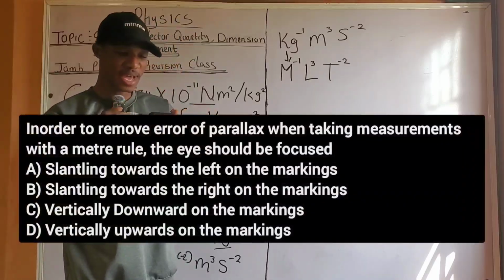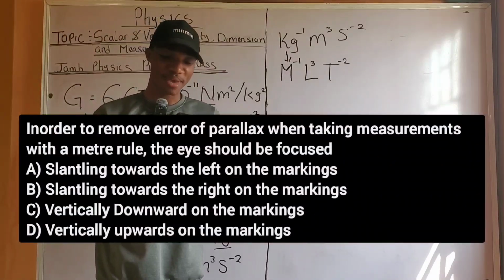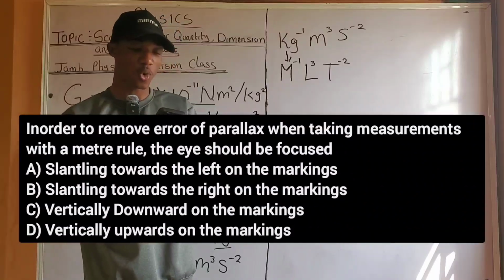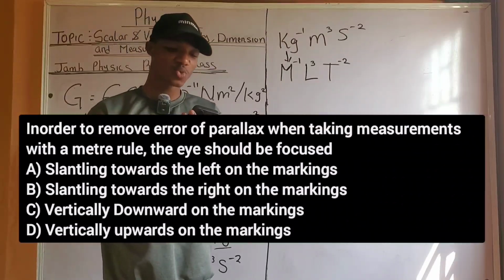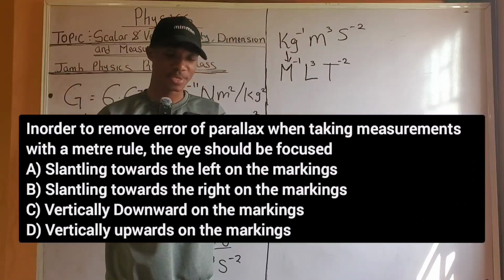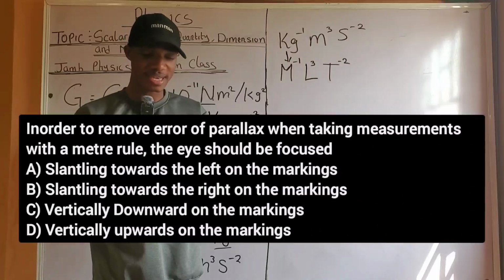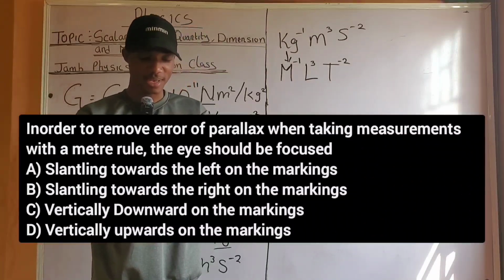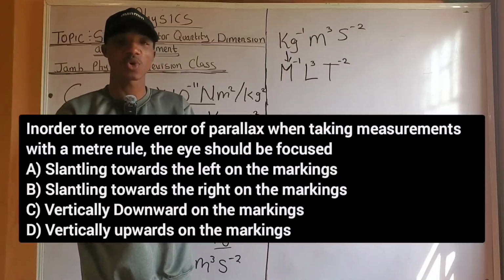In order to remove error of parallax when taking measurement with a meter rule, the eye should be focused A. Slanting towards the left on the markings. B. Slanting towards the right on the markings. C. Vertically downward on the markings. D. Vertically upwards on the markings.